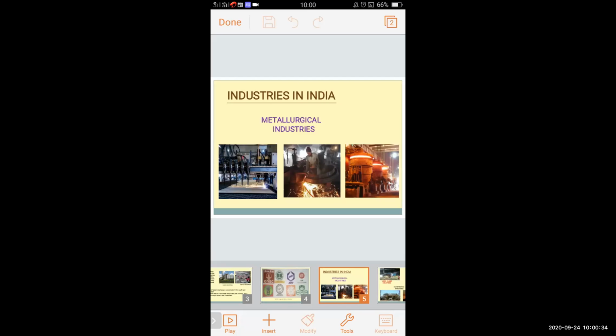Most of the reserves of metallic minerals are found in Jharkhand, Orissa, Chhattisgarh, Madhya Pradesh, parts of Rajasthan, Karnataka, and Tamil Nadu. The northeastern part of the peninsula has a high concentration of heavy metallurgical industry, with almost all steel industries situated there.